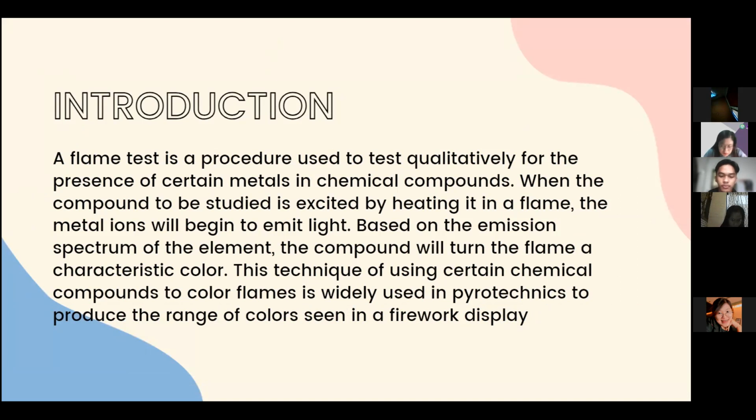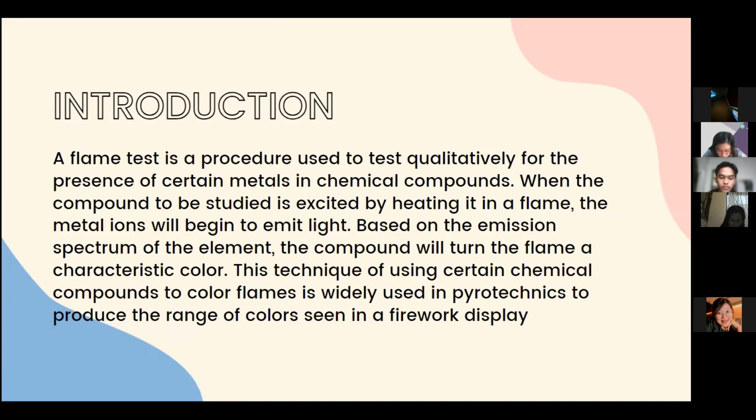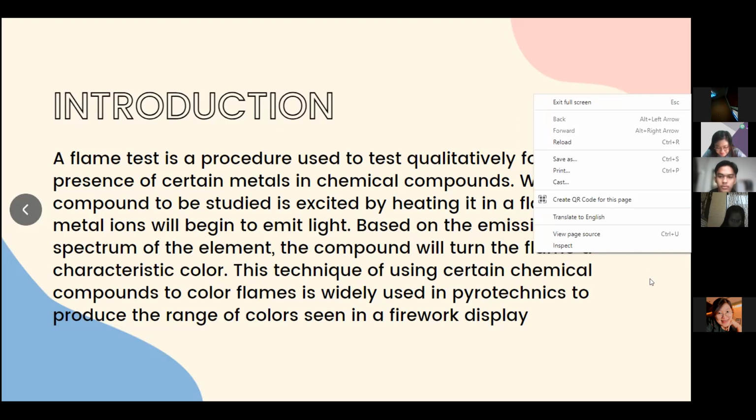Introduction: A flame test is a procedure used to test qualitatively for the presence of certain metals in a chemical compound. When the compound to be studied is excited by heating it in a flame, the metal ions will begin to emit light. Based on the emission spectrum of the element, the compound will turn the flame a characteristic color. This technique of using certain chemical compounds to color flames is widely used in pyrotechnics, the range of colors seen in fireworks displays.